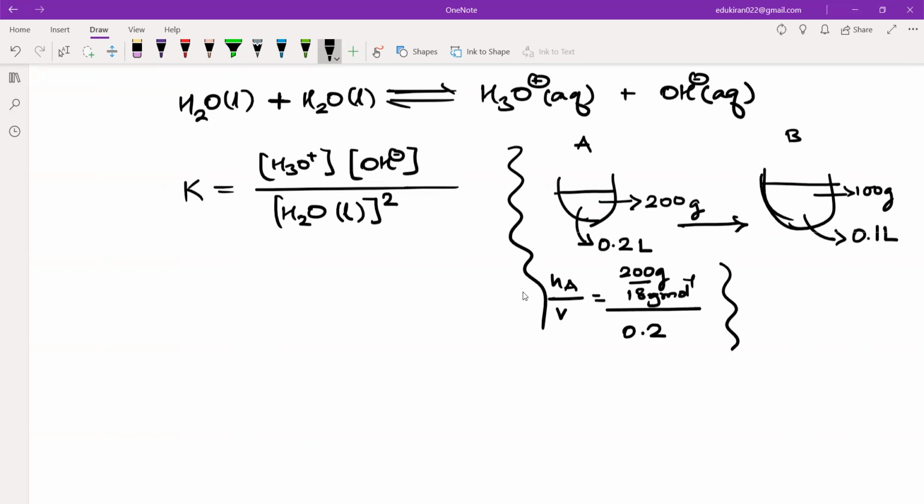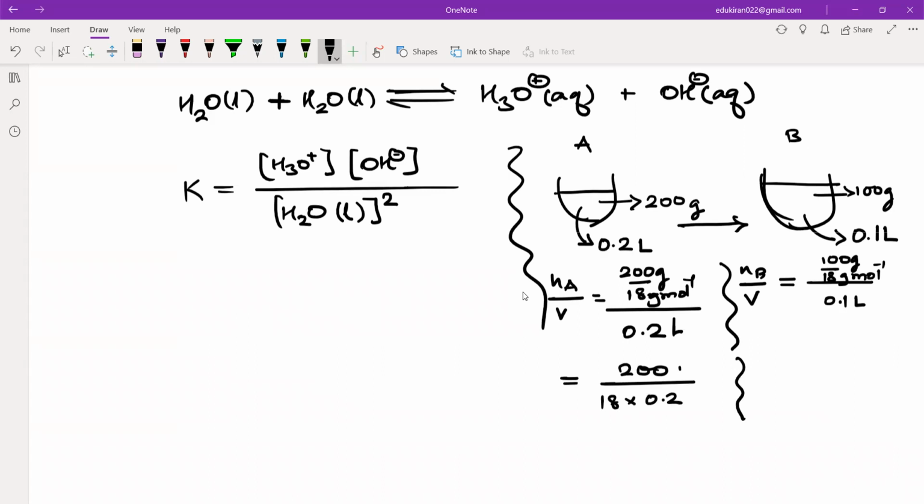Yes or no, guys? Tell me. Yes, sir. The number of moles upon volume will give me the concentration of bucket B, in which we have 100 grams. So here we have 100 grams divided by 18 gram per mole, divided by 0.1 liters. If you solve this, you will get 200 divided by 18 into 0.2, and here you will get 100 divided by 18 into 0.1.